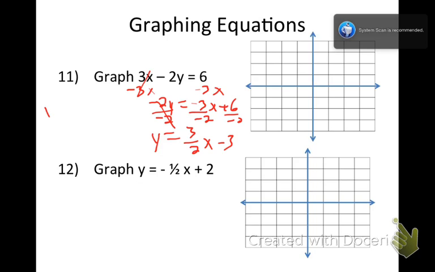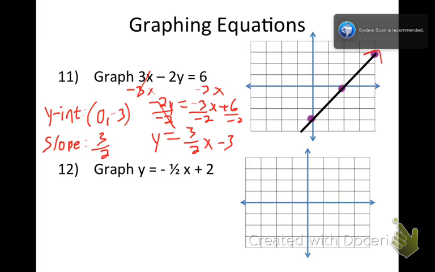Now I have my y-intercept. y is negative 3. The y-intercept is negative 3, right? So what's that as a coordinate? 0, negative 3. Now what's my slope? 3 over 2, or 1 and a half. Always leave it as 3 over 2, improper fractions. So I have 0, negative 3. From there, I'm going to go up 3 over 2, up 3 over 2. So there are my dots. Connect them. There's my line.